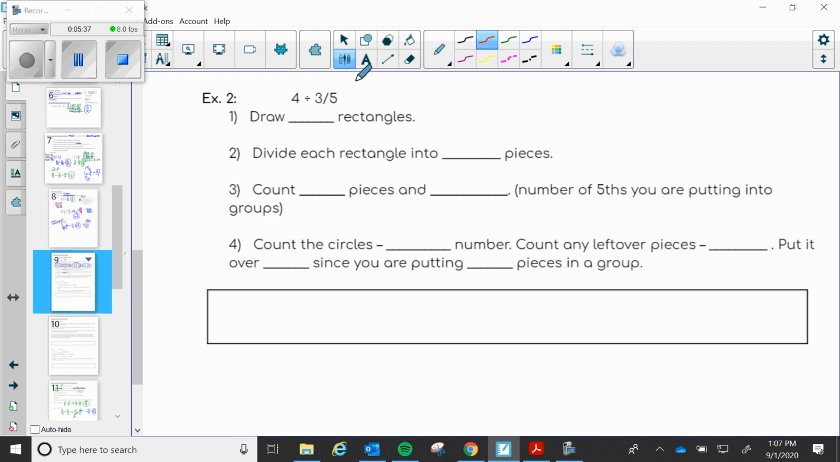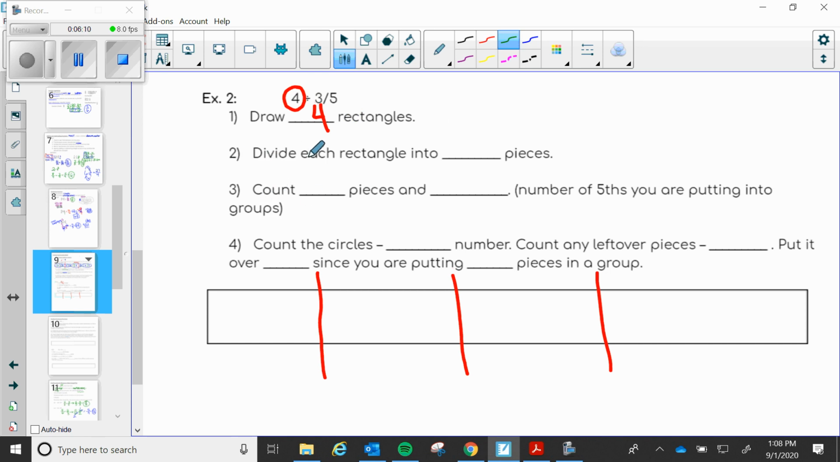So step 1, we have to draw a certain amount of rectangles, which means we're breaking this big rectangle up into a certain amount of pieces. We get that from our dividend, which is the whole number, the first number in our problem. So I'm going to break this up into 4 pieces. 1, 2, 3, 4. Just do the best you can to make them as even as possible. So we're making 4 rectangles.